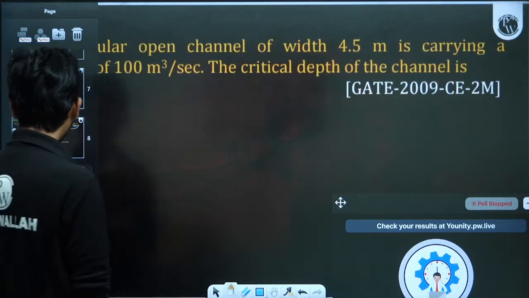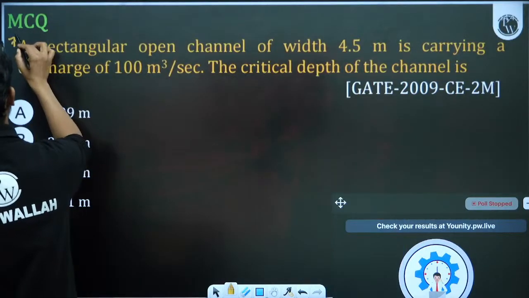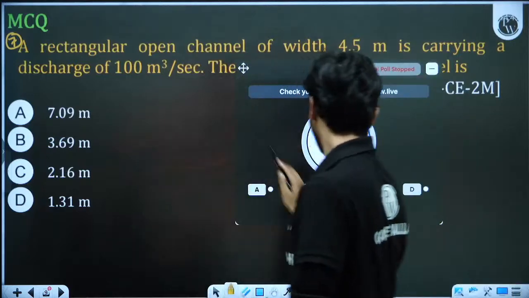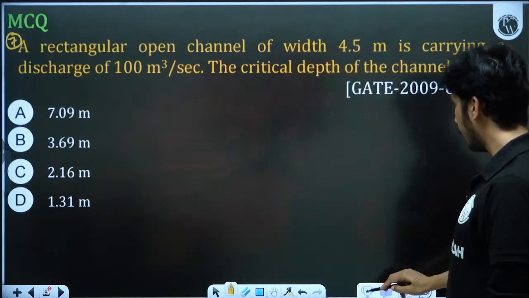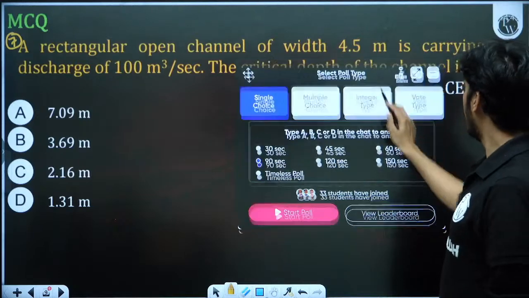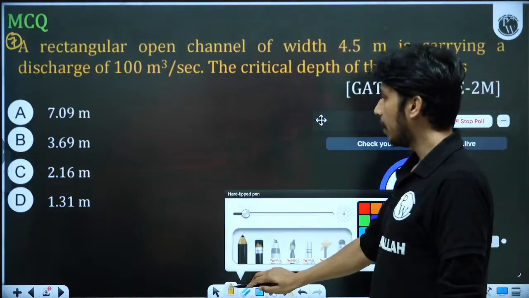Okay, now let's move to the next question, question number 7. Previously B part was the answer. Let us give me the answer. Okay, everybody has given the answer. Now I'm creating the poll for this question. Again, this question is of 2 marks, so I'm giving you 150 seconds for this. Give me the answer. There are 4 options.